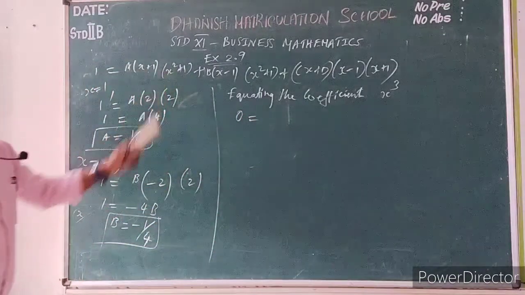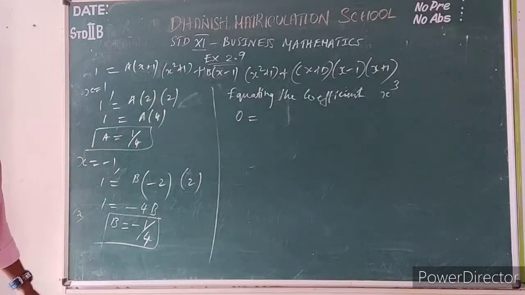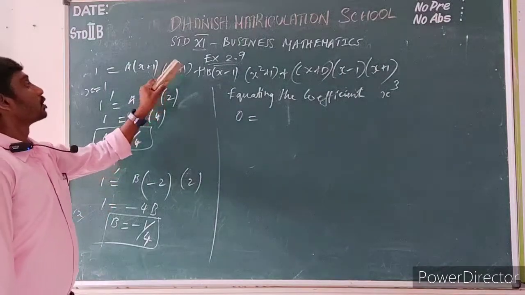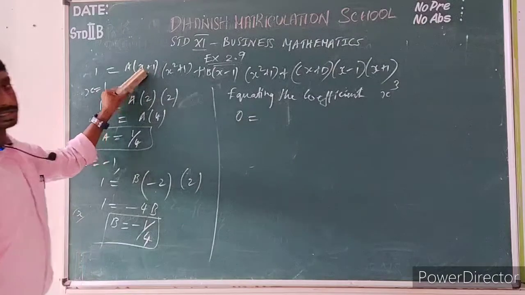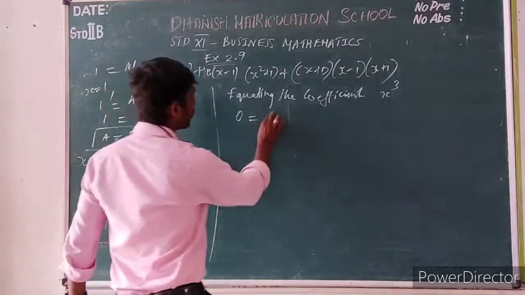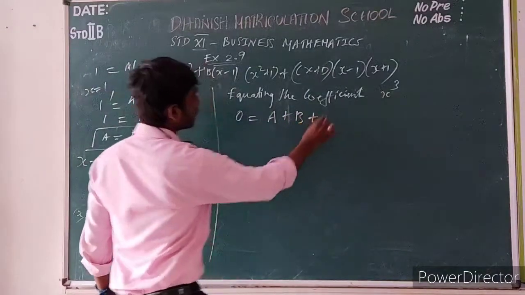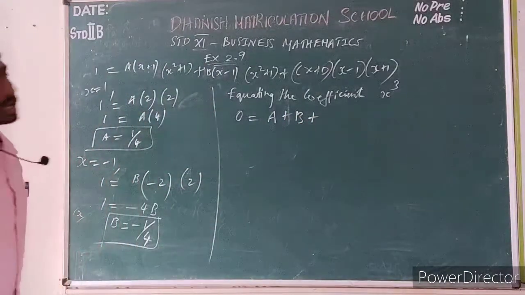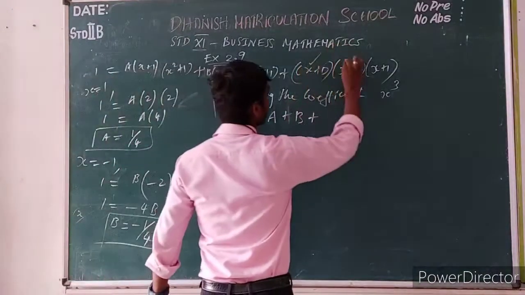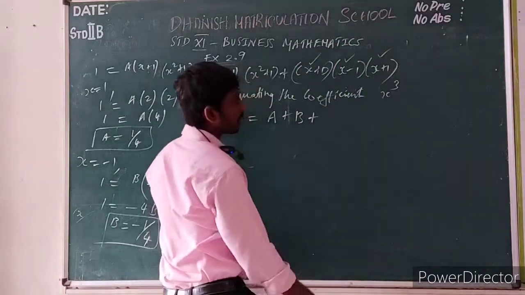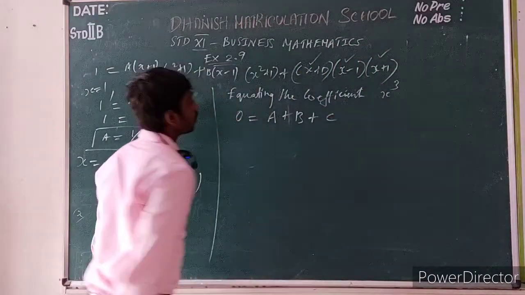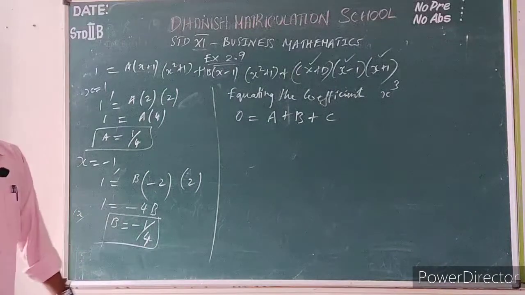So what is the x cube value from A? There is an x cube value from A. Here 1x square, here also x, that will be 3. So just you have to put A, then here you have to put B, then C here. What is the C? Here is also x cube. So what is the coefficient of x cube? That will be C. So A plus B plus C is equal to 0.